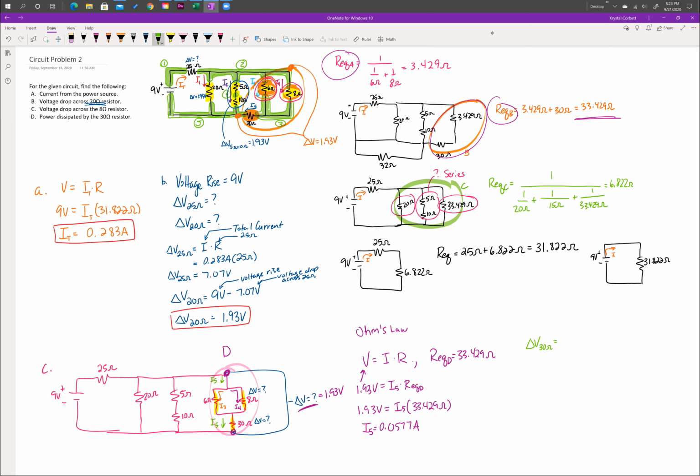The voltage drop across the 30 ohm resistor is the current that passes through it times its resistance value. So I have I5, which is 0.0577 amps times 30 ohms, and I get 1.731 volts. Now that's the voltage drop here across that 30 ohm resistor. Now how can I find the voltage drop across the 8 ohm resistor? That's what I'm trying to find.